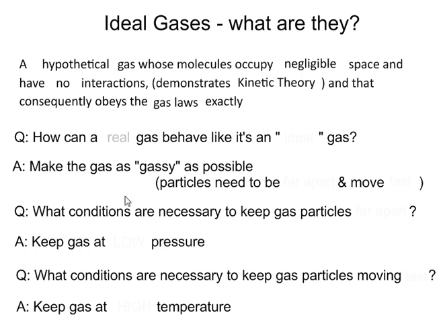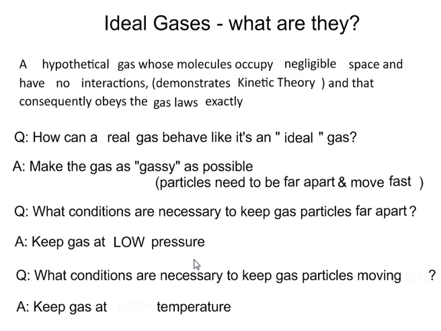So the question is, how can a real regular gas behave like this ideal gas? Well, you make the gas as gassy as possible. And what that means is the gas needs to be in a gas state. The best way to ensure that is that the particles need to be far apart from each other, and they need to be moving quickly. So what conditions are necessary to keep the particles far apart? If we allow the pressure to be very low, that wouldn't force the particles to be close together, and so naturally they would just be far apart.